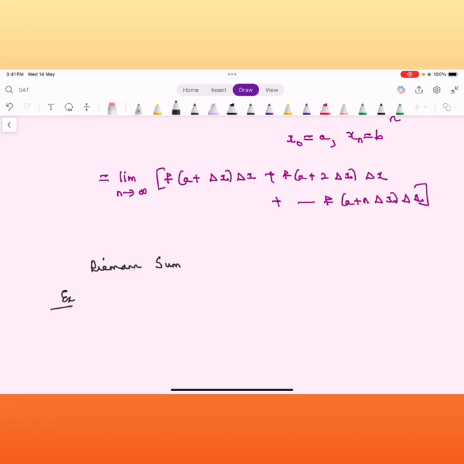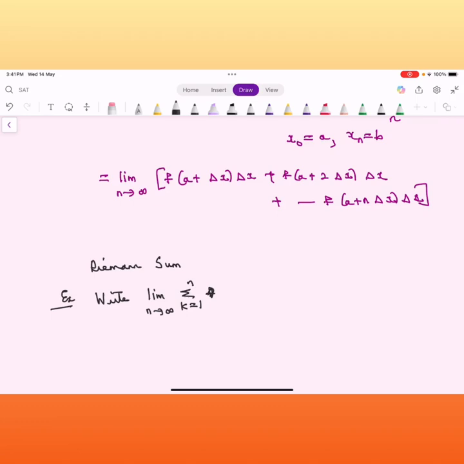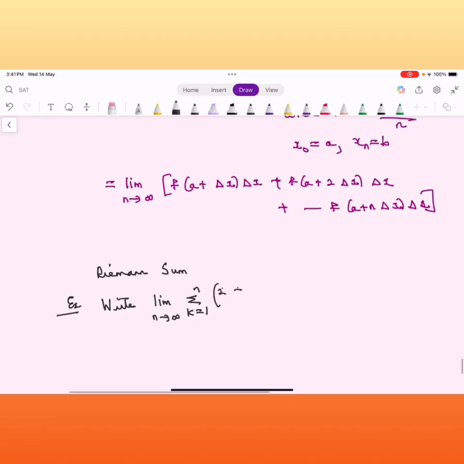So let's start with a problem on this. Write the limit as n tends to infinity of the summation from k equals 1 to n of (2 plus 5k by n) the whole squared into 5 by n as a definite integral.